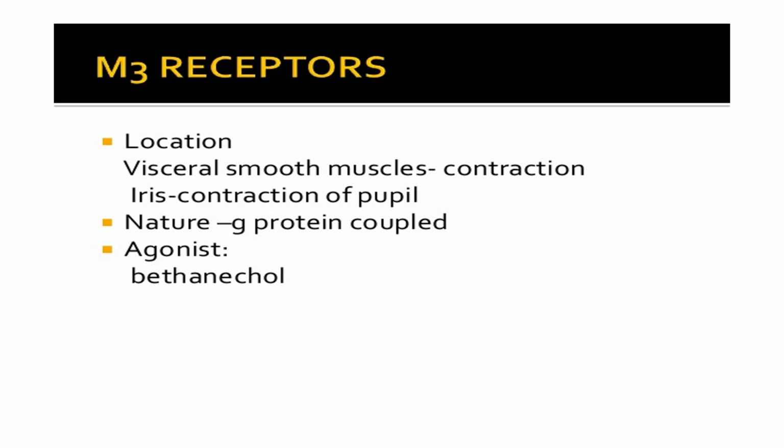Now we have dealt with the muscarinic receptors M1, M2, M3. You should remember the specific sites. For M1, the first site to remember is the gastric glands. For M2, it is present mainly in the heart. And the third one, M3, is glandular, that is all the glands plus visceral smooth muscles. These are the locations of M3, and their actions should also be remembered.